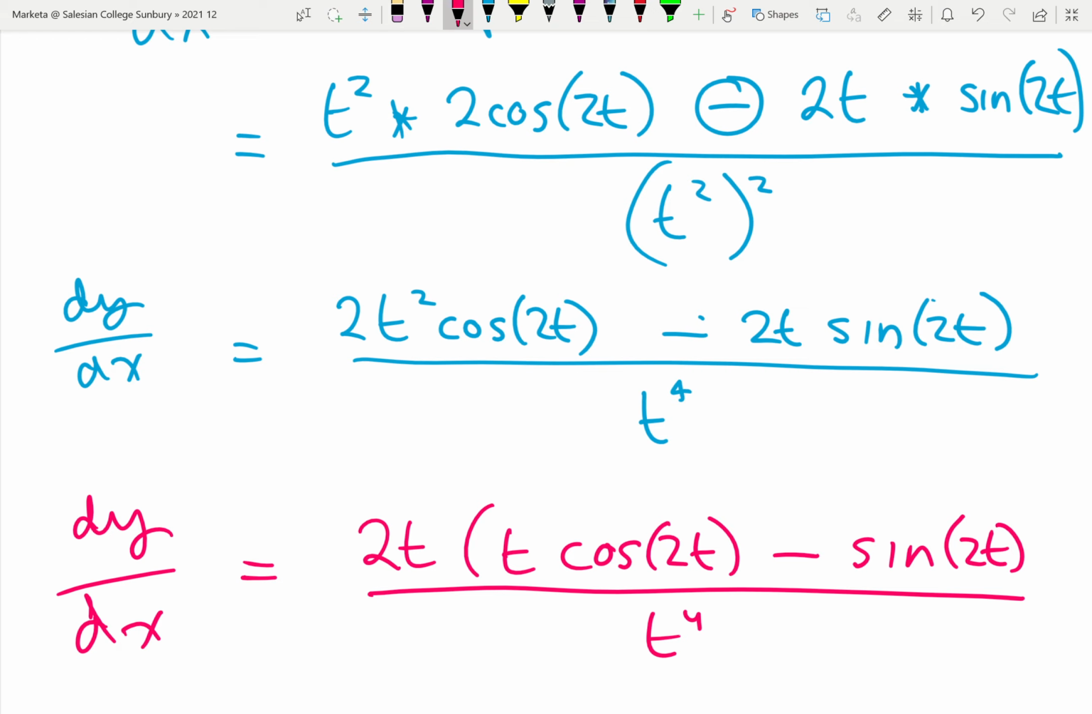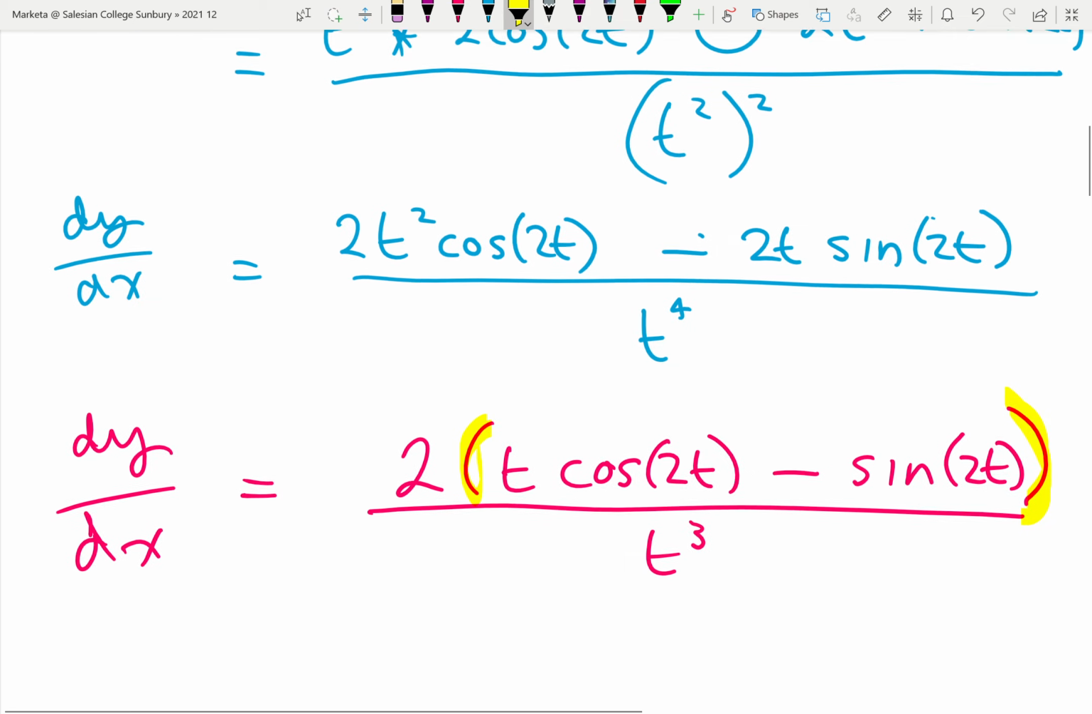And then of course you can cancel this t with this. I'm not going to write a whole new line for it. I'll just put the 2 here, and this will become a 3. And just make sure you complete the bracket. I had a bracket here, and I almost forgot that one.